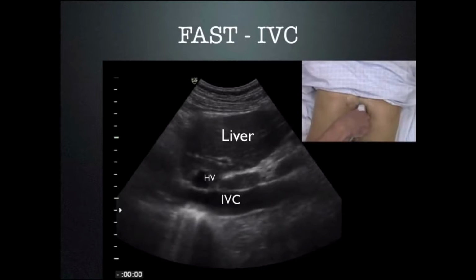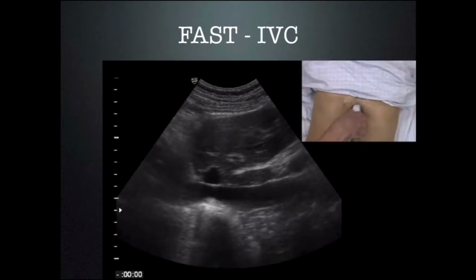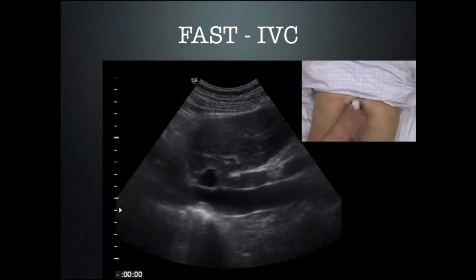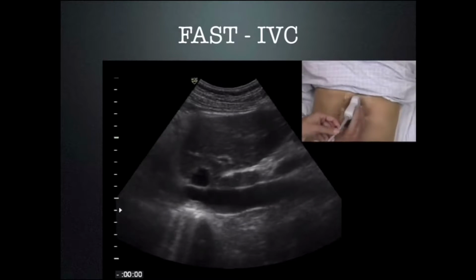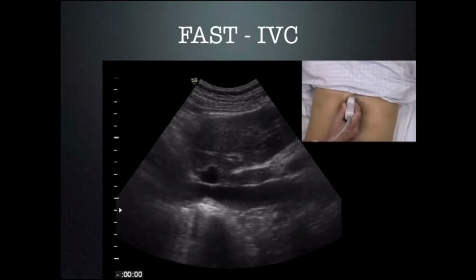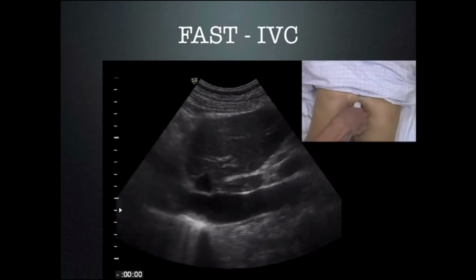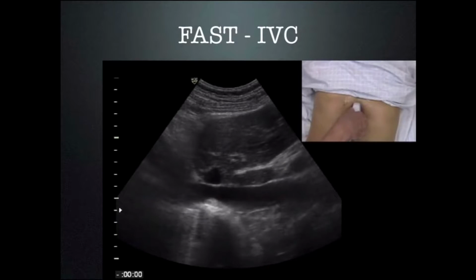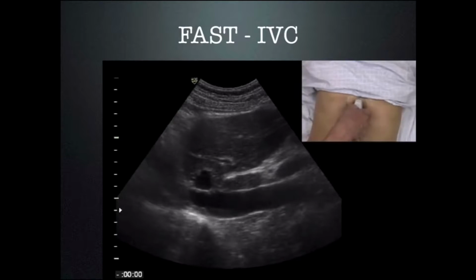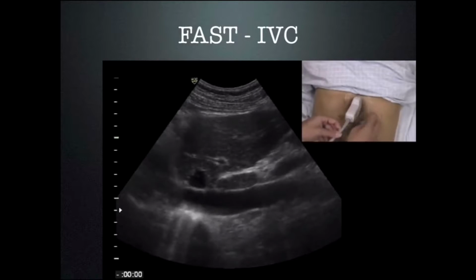It is difficult sometimes to know the difference between the IVC and the aorta. However, if you look for the liver and the hepatic vein, you know that this is the IVC. Then we look to see it's expanding, collapsing with the respirations. Sometimes it's a challenge to find the IVC if it's very small or flat. This one's very easy to see because it's nice and thick.